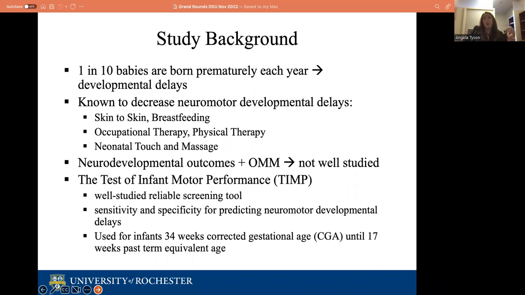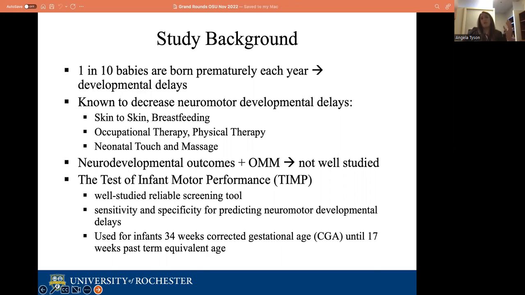So things that we know that decrease neuromotor developmental delays: skin to skin, breastfeeding. There's lots of therapies that have been studied: touch, massage, all sorts of physical and occupational therapy. But OMM with neurodevelopmental outcomes is not well studied. There is also something called the test of infant motor performance. This is a very well validated and reliable screening tool, and it is very specific and sensitive for predicting neuromotor developmental delays, used in infants that are 34 weeks corrected gestational age all the way up until a few months of age post-term equivalent.